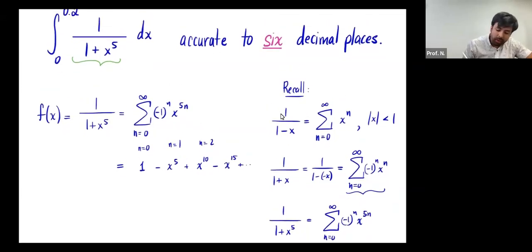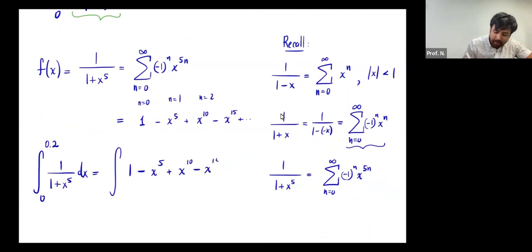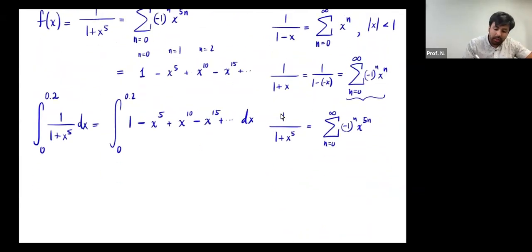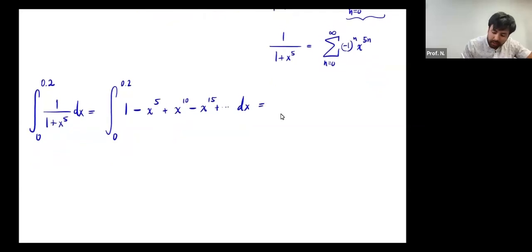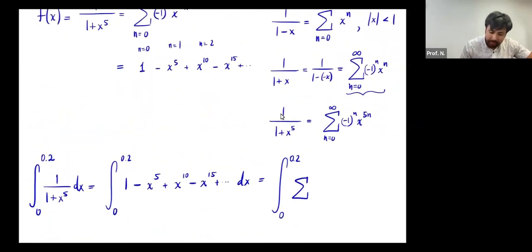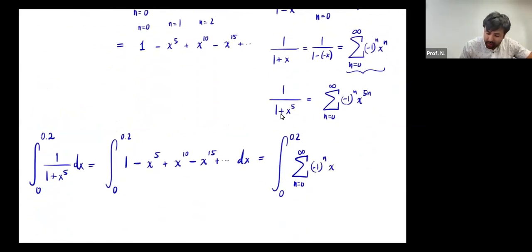So what we're going to do now is integrate. From 0 to 0.2, we're integrating this function, which I can find the integral of if I represent it as its power series representation, the sum that we just saw above. Equivalently, so let me put this down here so there's no confusion, I can represent this as the integral from 0 to 0.2 of the summation of n equals 0 to infinity of -1 to the n x to the 5n dx.